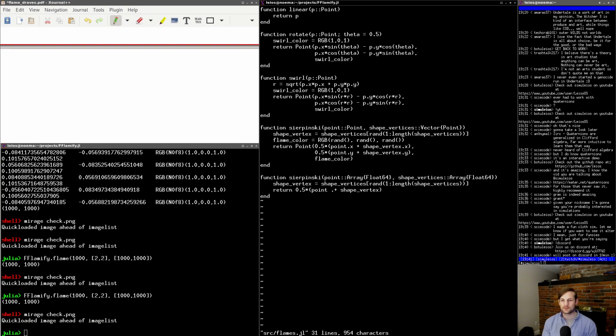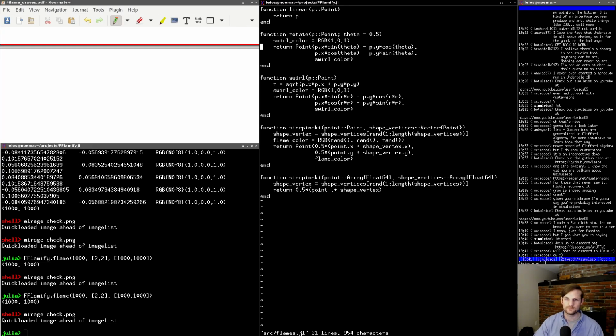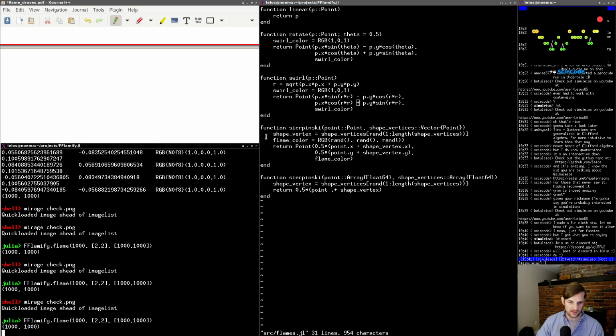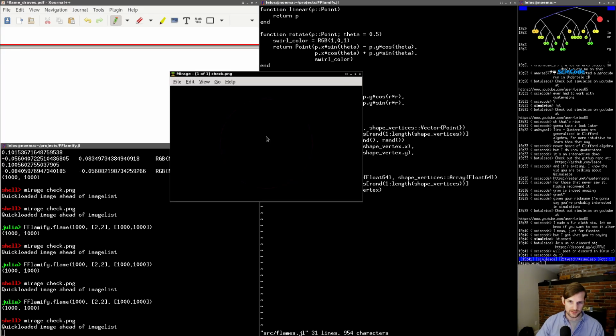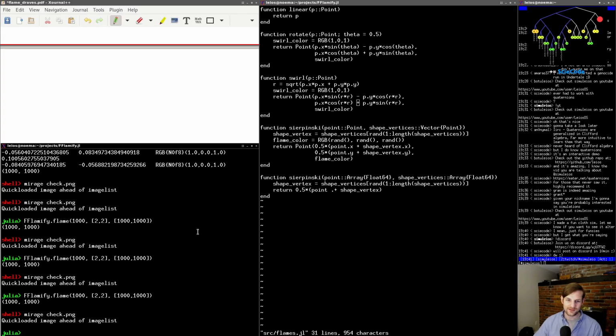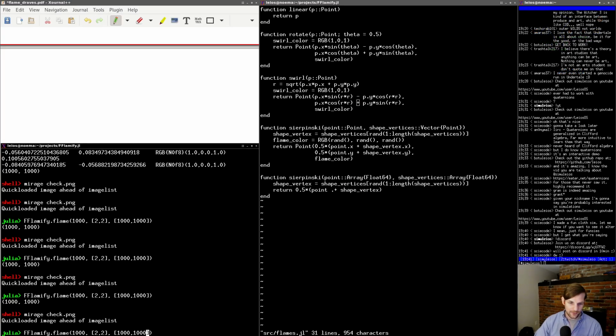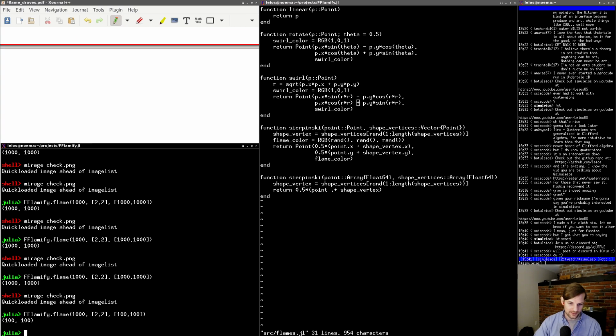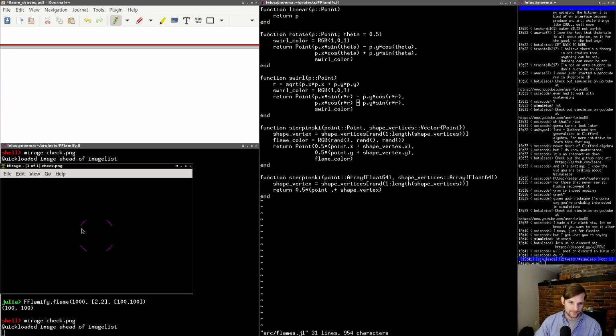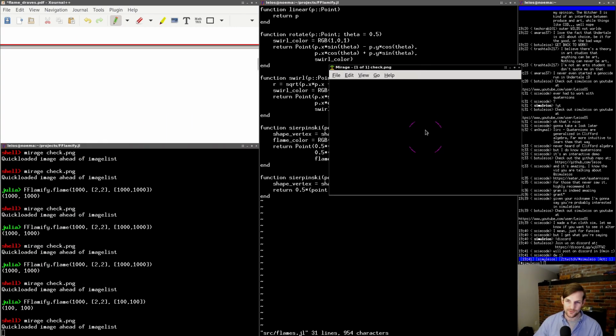P.X. There should be a plus here, I believe. And this should also be a plus. Try this again, Flamify. And now let's do mirage-check.png. There we go. Look at that circle. Man, that is a circle. If I've ever seen a circle, which I have not, but if I had, I promise you that would be a pretty good circle. Okay, well, not in this view, but it looked like a circle before.